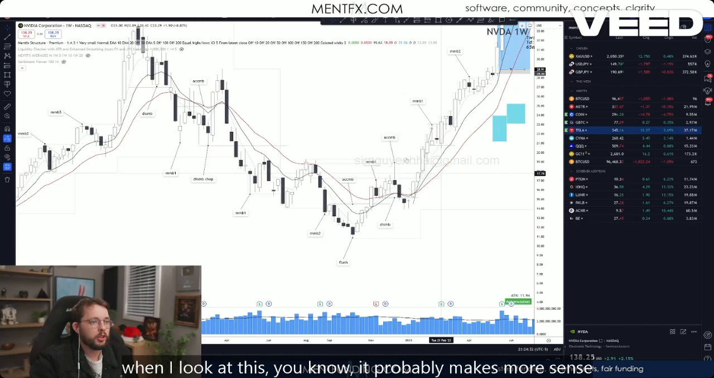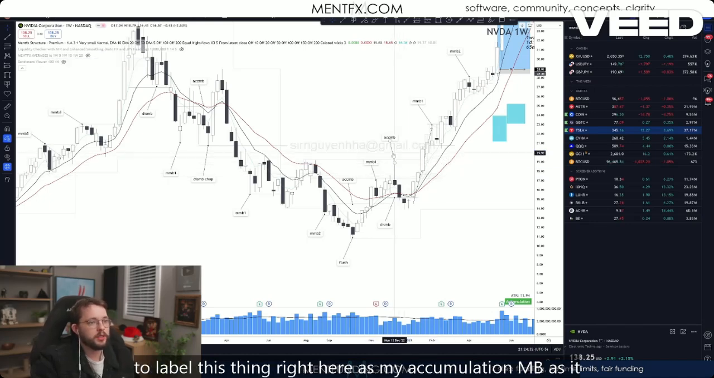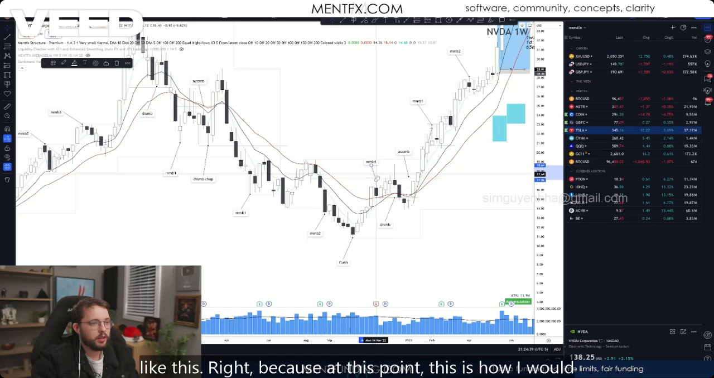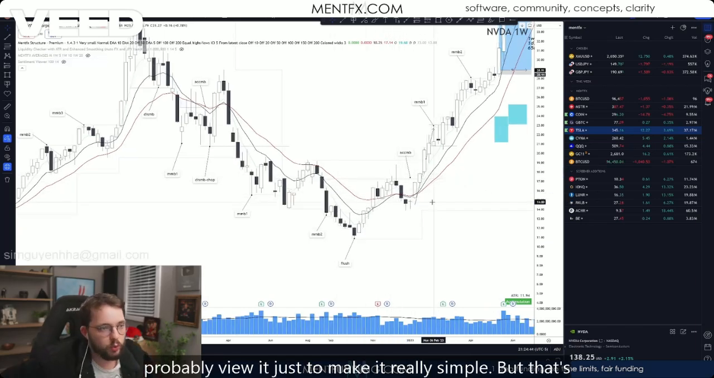And actually, when I look at this, it probably makes more sense to label this thing right here as my accumulation MB as it comes out of all this. And I can honestly just do something like this, because at this point, this is how I would probably view it, just to make it really simple.